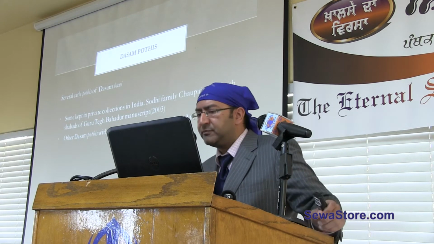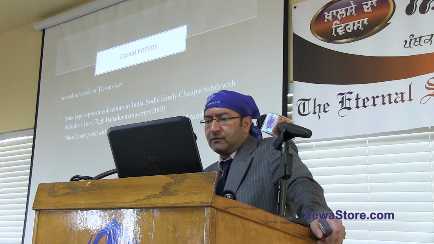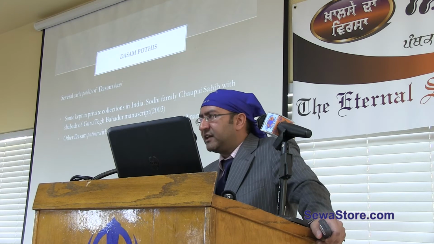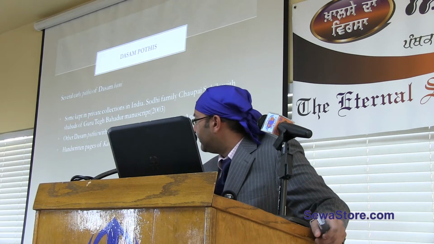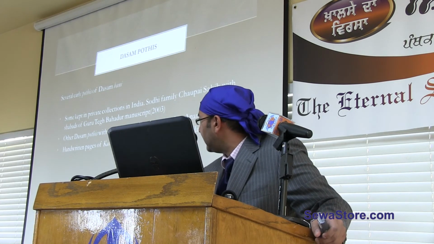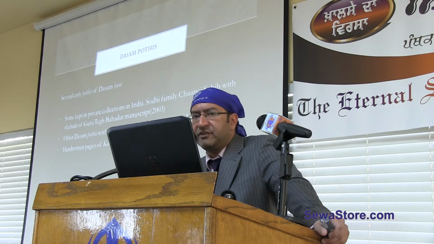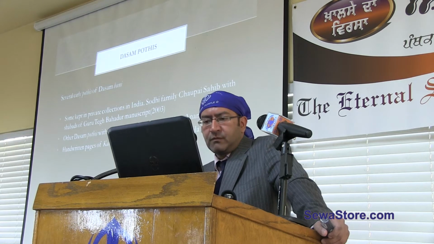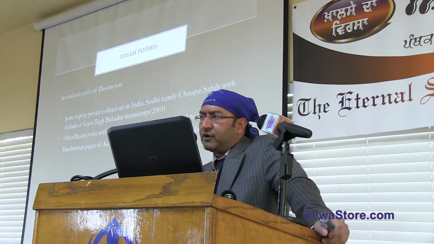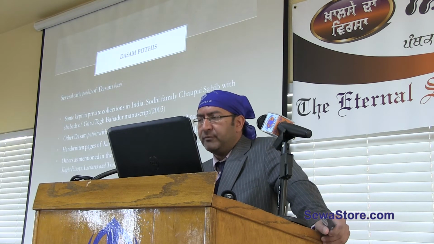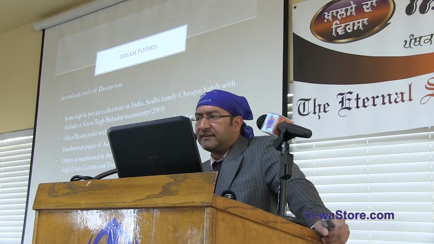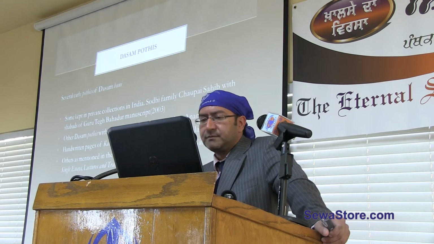There's other Dasam pothis with the descendants of Surajmal at Anandpur Sahib. And it's also come to my attention that there's handwritten pages of Kalki Avatar at Burj Baba Allah Singh Kala Mubarak, which is essentially the private collection of Maharaja Patiala. There are also some other pothis which have come to my attention, and these feature in my forthcoming book, The Granth of Guru Gobind Singh, Essays, Lectures and Translations.